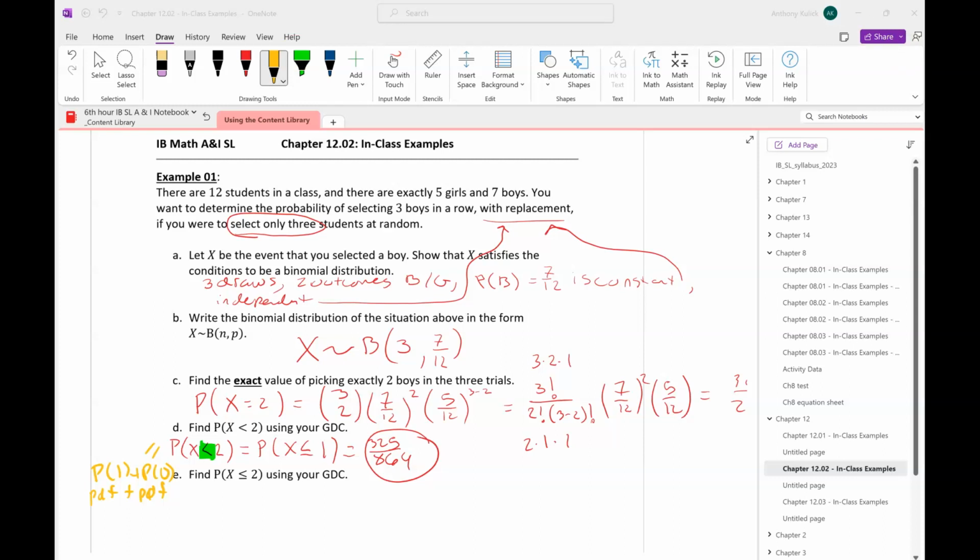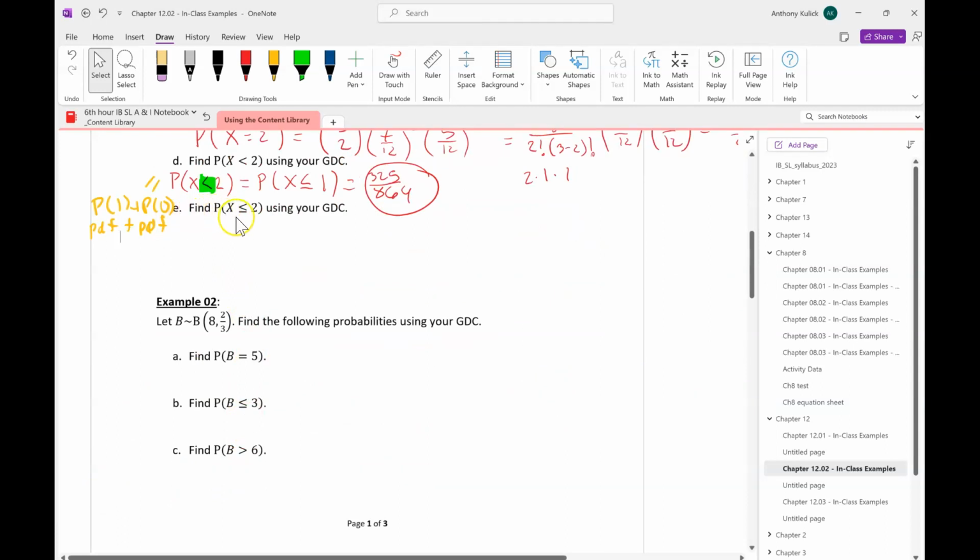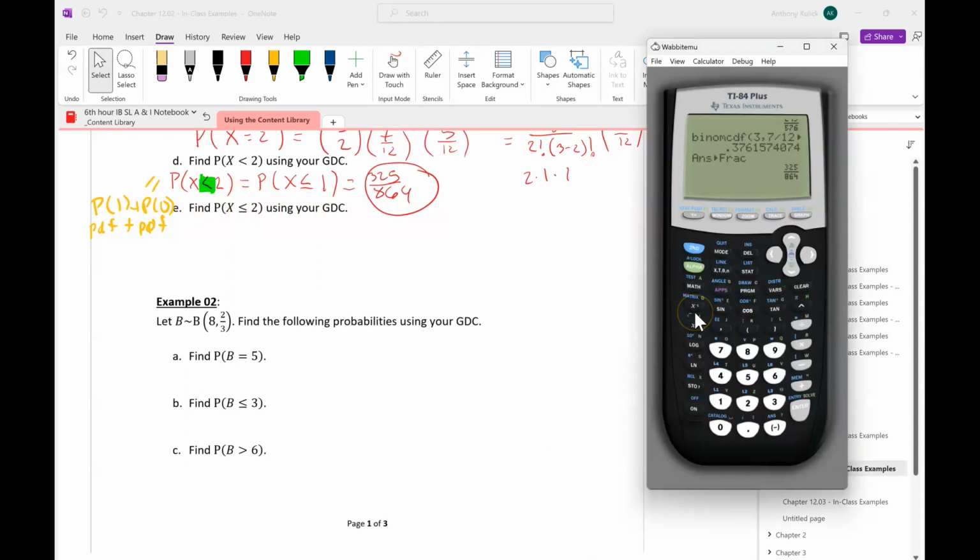Let's see. Who's next now? Isaac. Find the probability that x is less than or equal to 2 using your GDC. What am I doing? Good. So I'll use binomial CDF. That's correct, since it's an inequality. Yes. And if I do math, frac, so 1385 out of 1728.